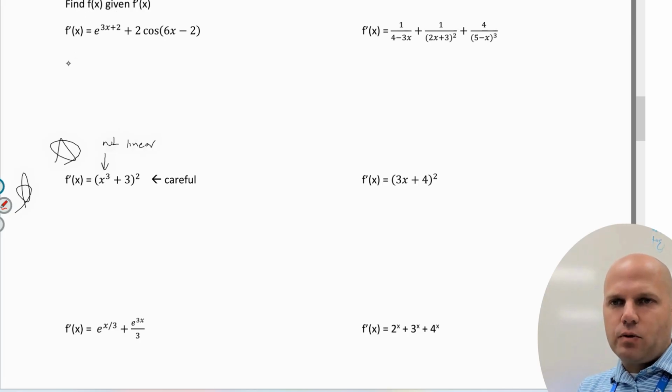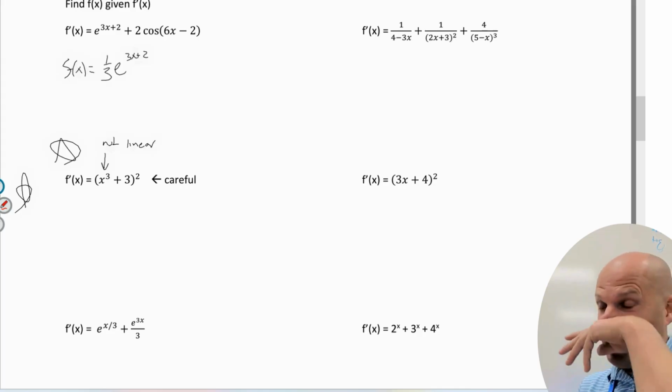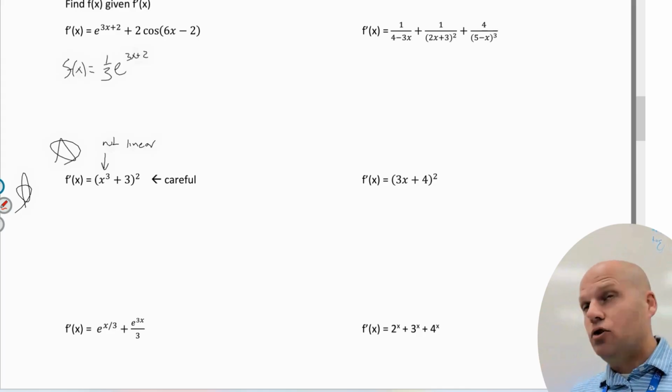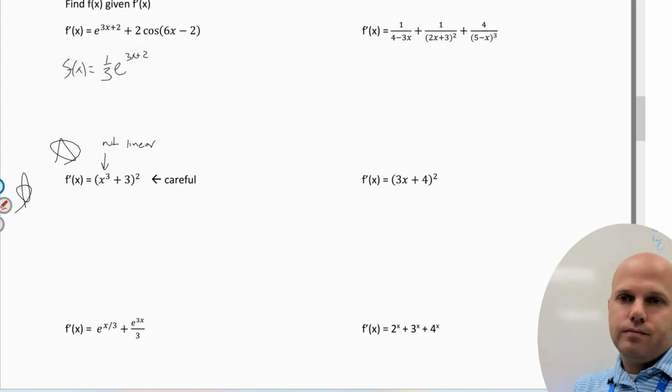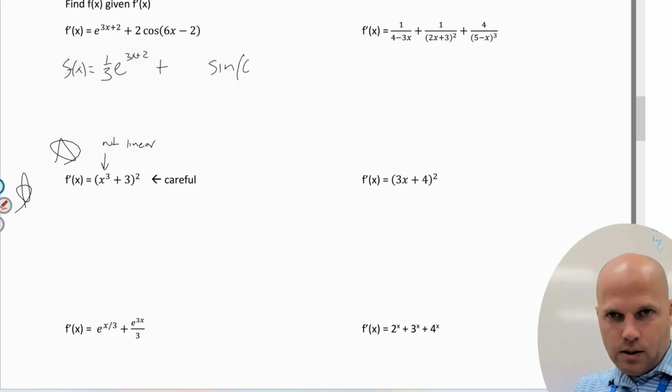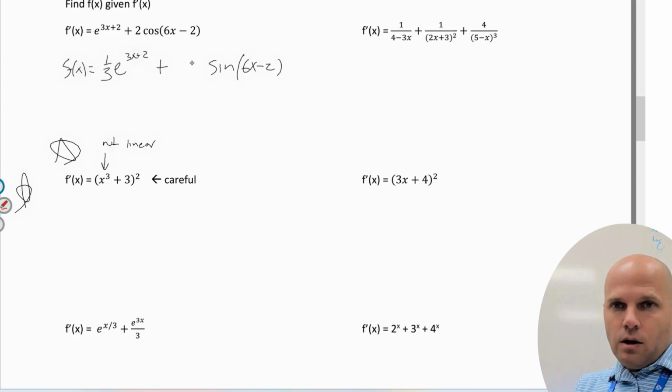Find f given f prime, so we're just going backwards to your original, which is the whole purpose of this semester, is going backwards. If you have how quickly something's changing, could you get the original thing? It seems easy until it isn't. Antiderivative of cosine is sine. I need to undo the derivative of the inside. I have a 1/6. So there's that.